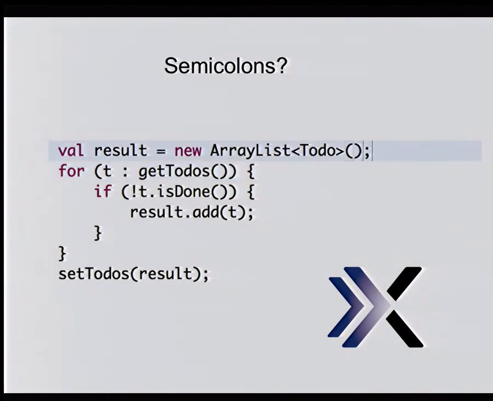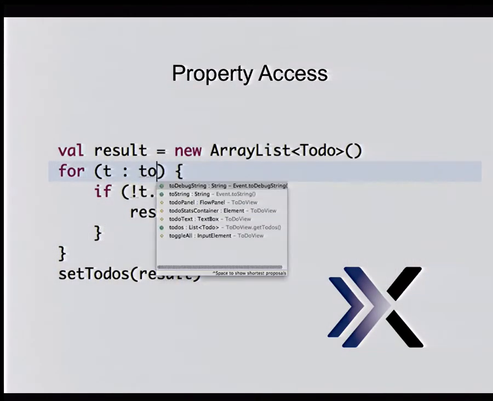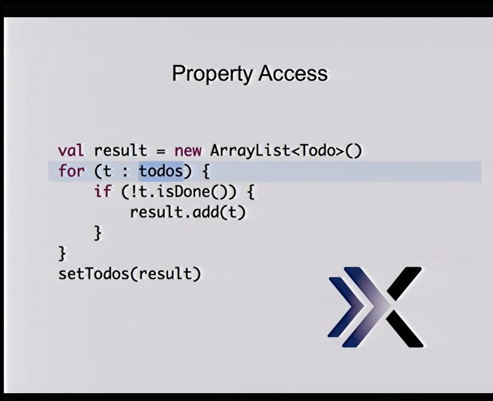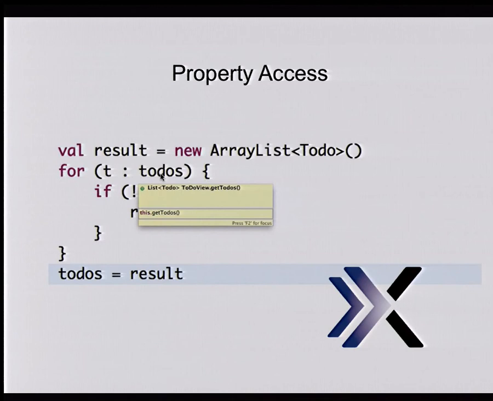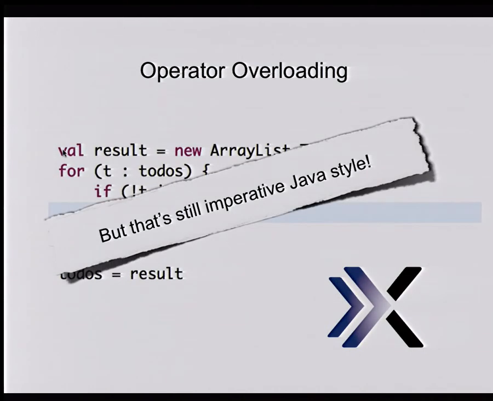And then there are other things like you don't need semicolons, and you can do property access. One important thing you need to understand with Xtend is that we looked carefully at existing Java items, like for instance Java Beans, and tried to come up with first-class support in the language. In that way, we mean Xtend is a better Java. It supports the existing Java items much nicer. What else? There is operator overloading, things like this. So you can do a lot of things, but this still is imperative Java-style code.